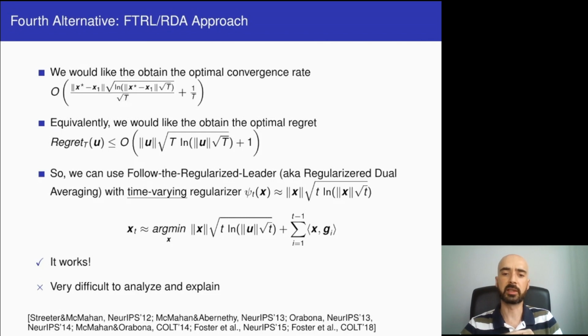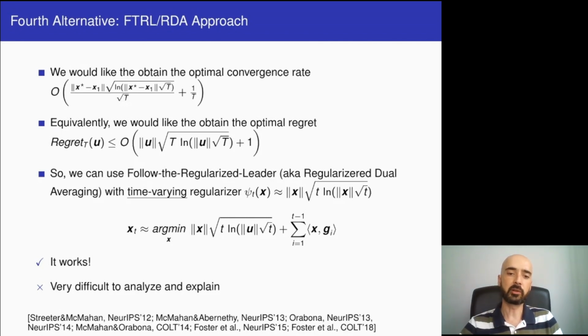Now, I want to stress that I write the update as an argmin because this is the standard way to write follow the regularized leader updates, but this has a closed formula, so you don't actually have to solve an optimization problem in each step. This is as expensive as doing one iteration of stochastic gradient descent. And by the way, follow the regularized leader is exactly the same as regularized dual averaging. It's just different names for different communities, depending on whether it is online learning or optimization.